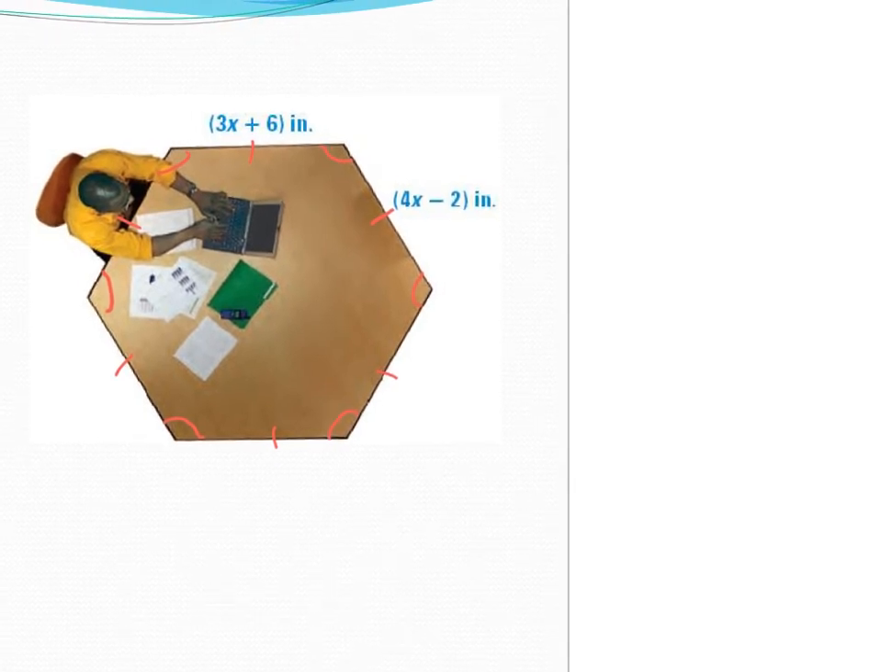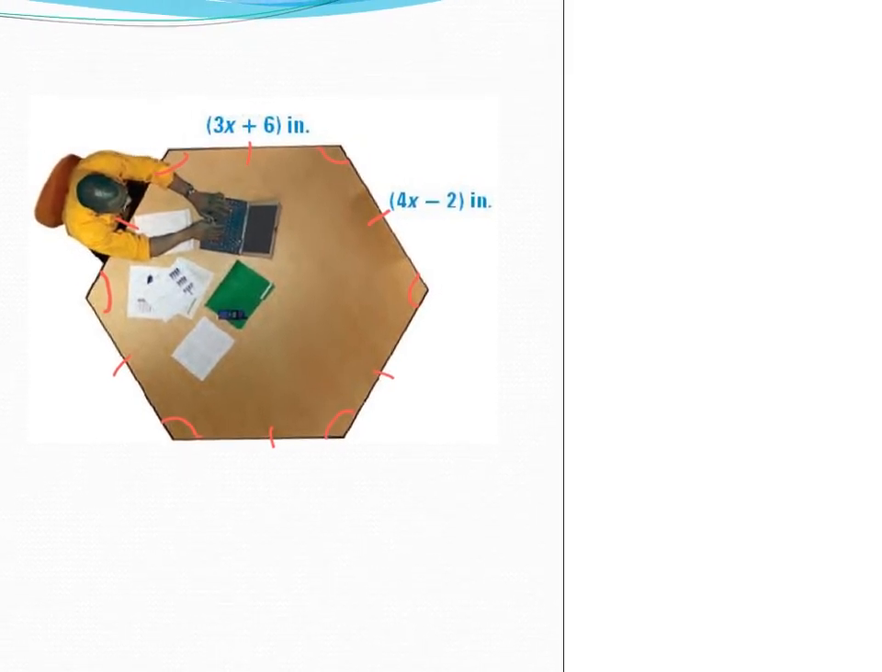If we want to know the length of a side, how can we apply that information in hopes of finding something out? If I wanted to know the length of a side, what would I need to know? What piece of information is missing just by looking at there? What is the key thing that I need to be able to solve this? X. I need X. So how are we going to find X? 3x plus 6 is equal to 4x minus 2.